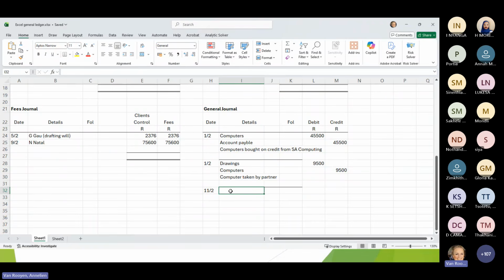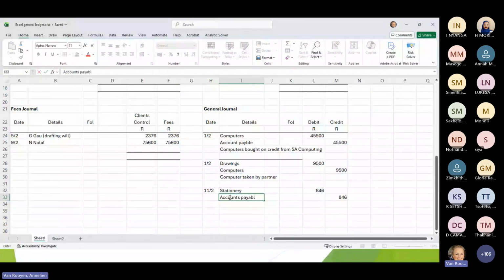What is now increasing? What is more? Stationery. Everybody happy? Your stationery is more in the cupboard. So there's your stationery, 846. What is now credit? Trade payables. Accounts payable. Good. Everybody happy?